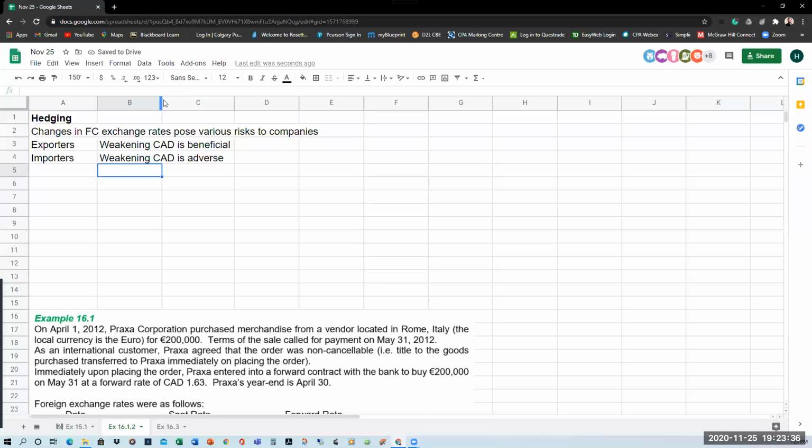Right? On the other hand, if you are an exporter, a strengthening Canadian dollar, because the exchange rates can go both ways. Weakening Canadian dollar is beneficial, but a strong Canadian dollar, if you are an exporter, is not good, right? Whereas if you are an importer, a strong Canadian dollar is actually a benefit to you because you can then buy stuff from abroad cheaper.